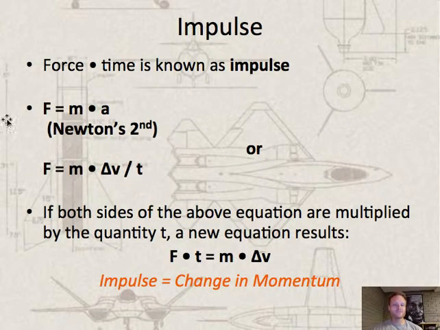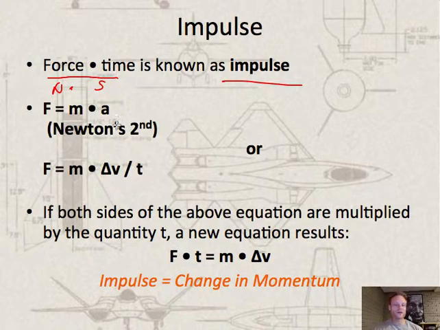So what the heck is impulse? Well, the formula for impulse is force times time, or newtons times seconds. So it's newtons times seconds, which is impulse. And basically, an impulse is the amount of change in momentum.